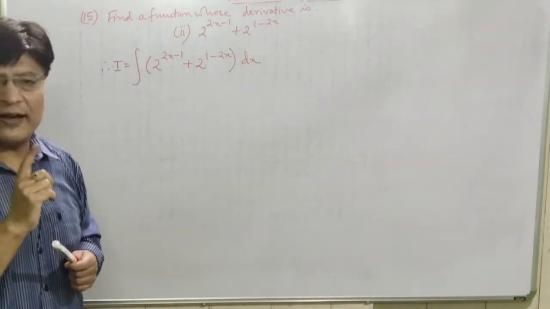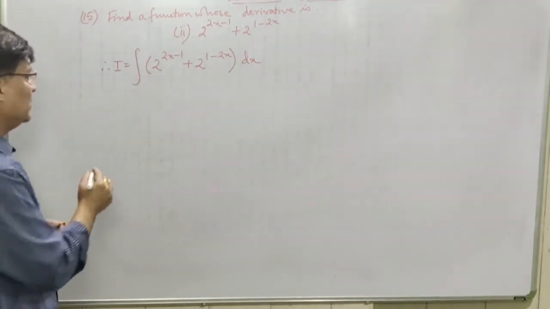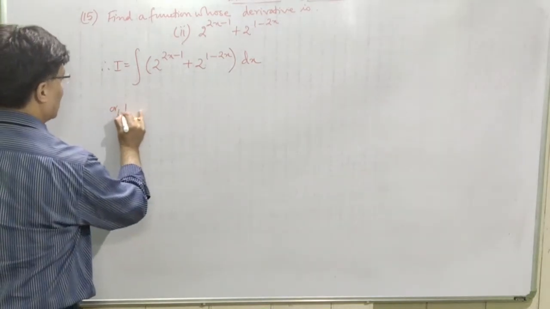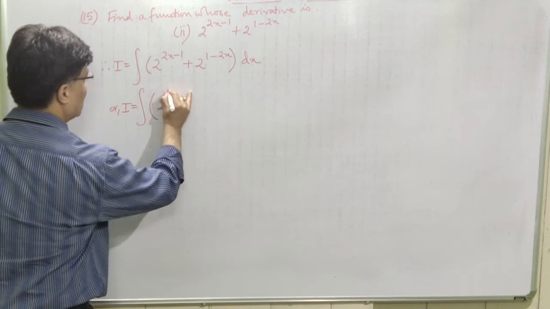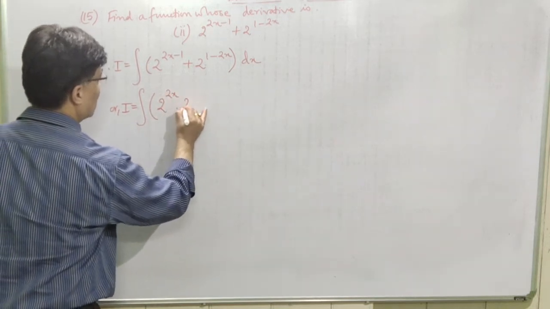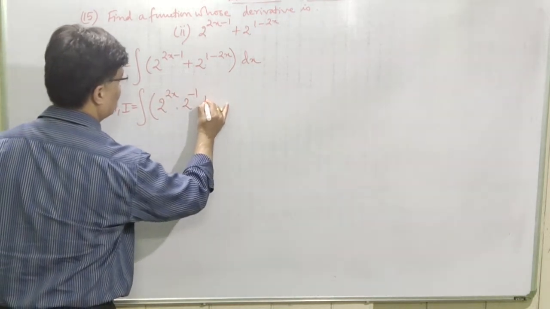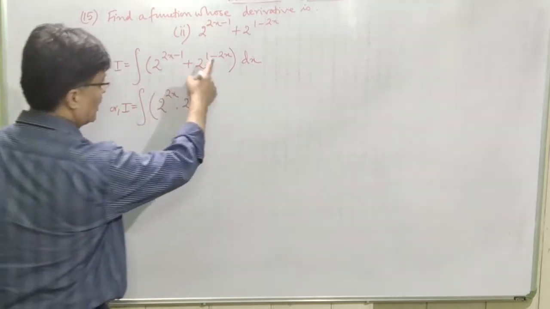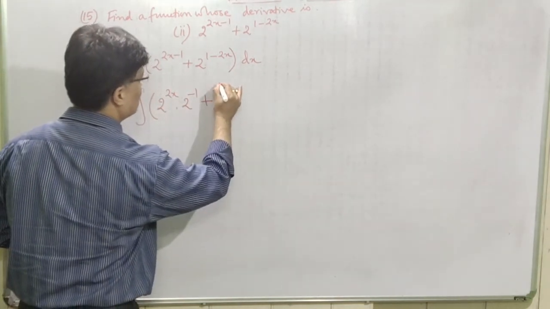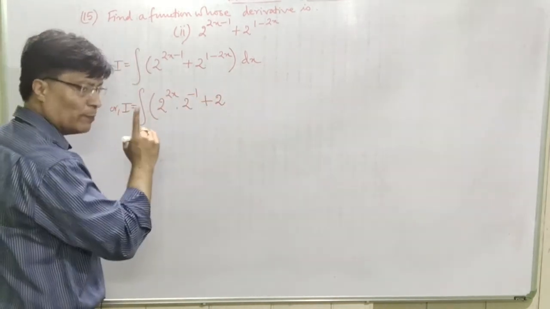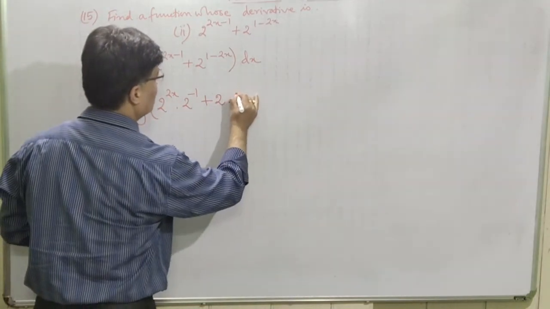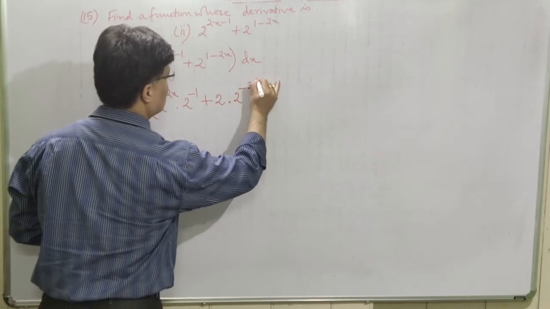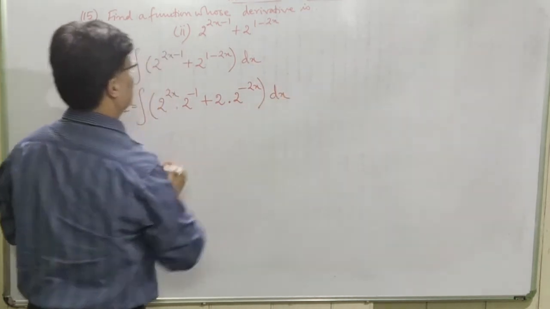So let us simplify each term. Each term can be simplified. I is equal to the integration of (2 to the power 2x into 2 to the power minus 1 plus next, you can separate the term here. This is 2 to the power 1, so you should not write power 1. So here, 2 into 2 to the power minus 2x) dx.